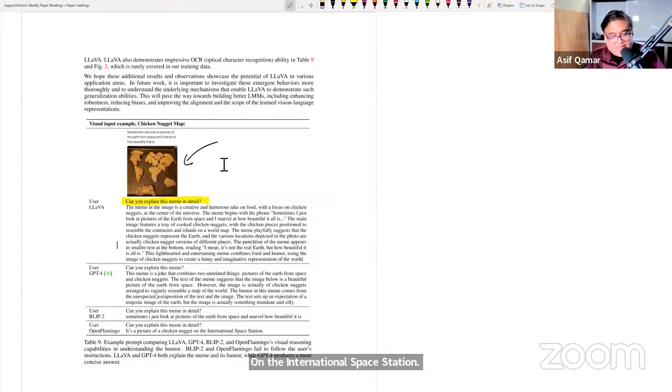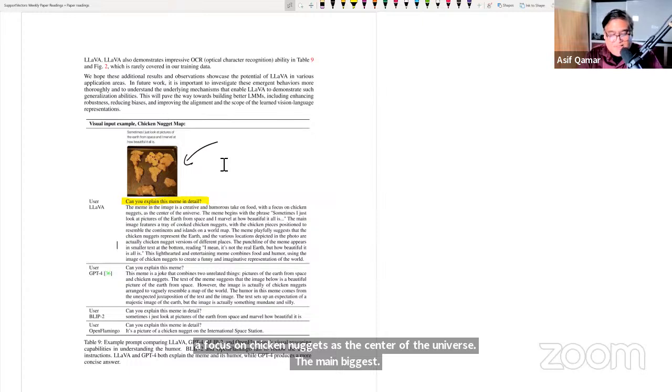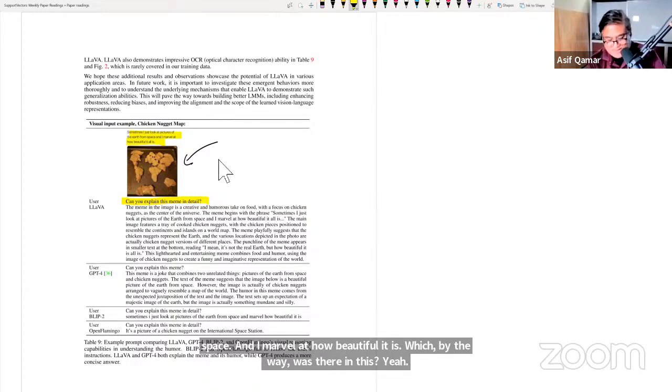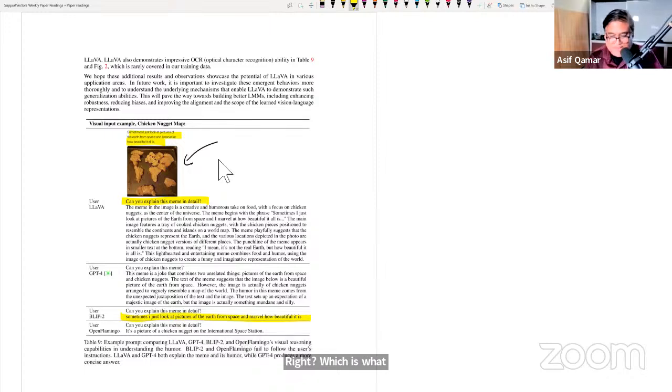So with this as a backdrop, let's see what LLaVA has to say. LLaVA says the meme in the image is a creative and humorous take on food with a focus on chicken nuggets as the center of the universe. The meme begins with the phrase, "Sometimes I just look at pictures of the Earth from space and I marvel at how beautiful it is," which, by the way, was there in this, right? Which is what BLIP just managed to pick up on.